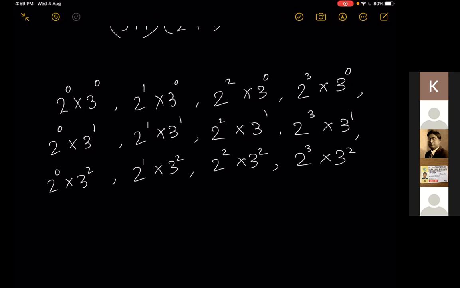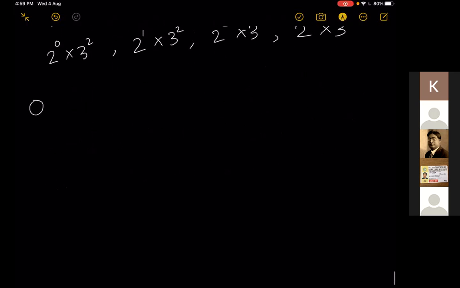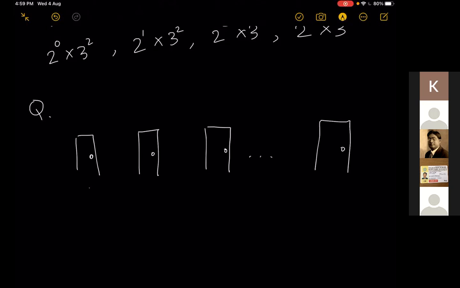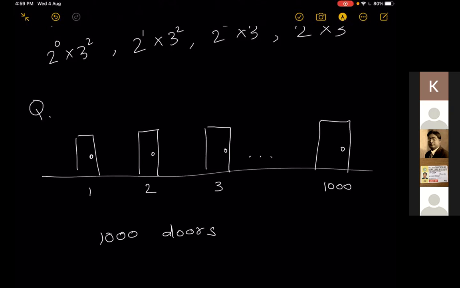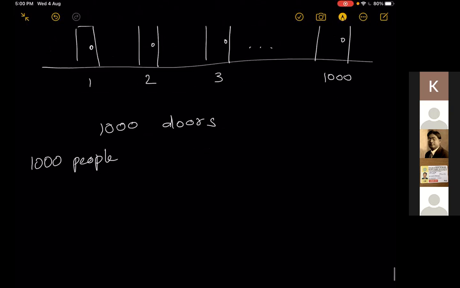Now there is this interesting question. Suppose there are 1,000 doors. Okay, doors only. And there are 1,000 people. Each person has a number. Like there is a person number 1, person number 2, person number 5, person number 50, and so on.